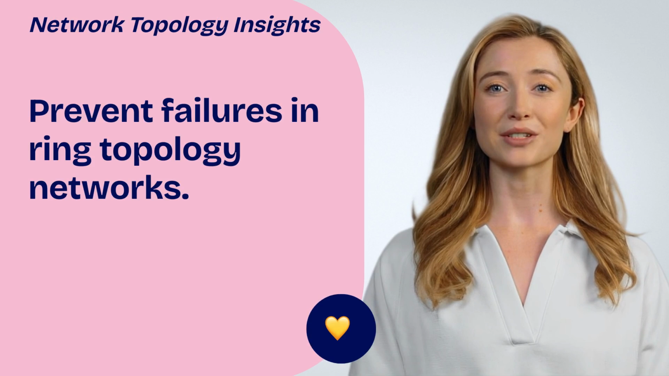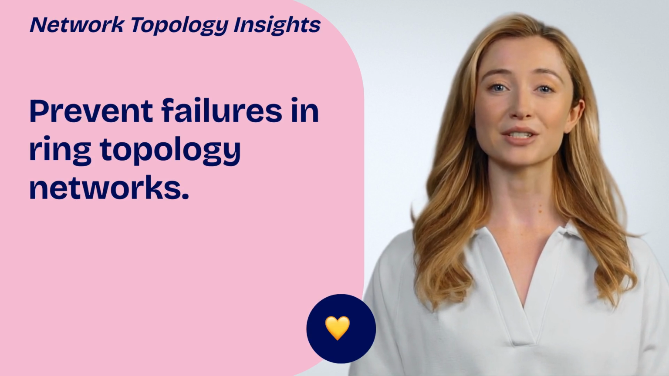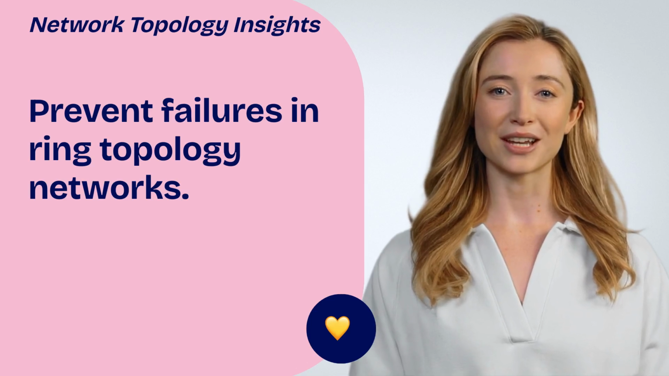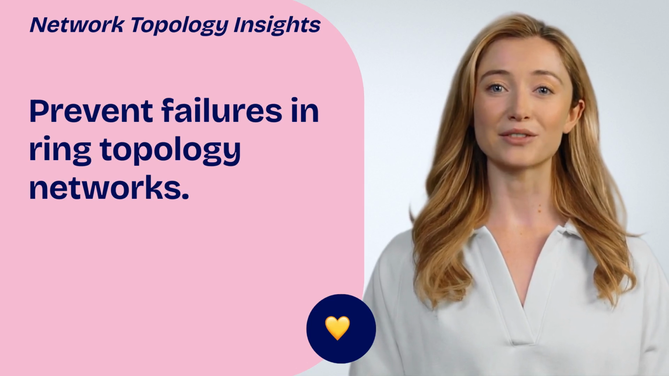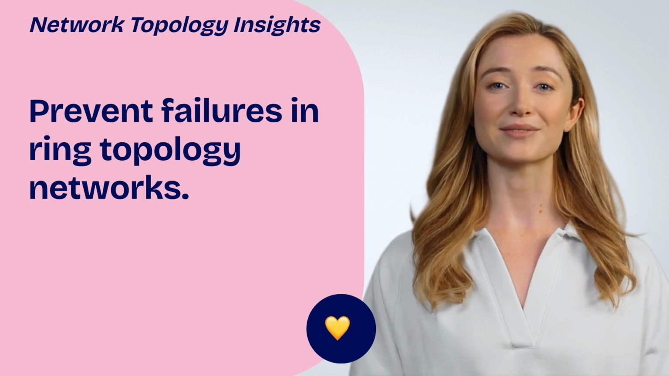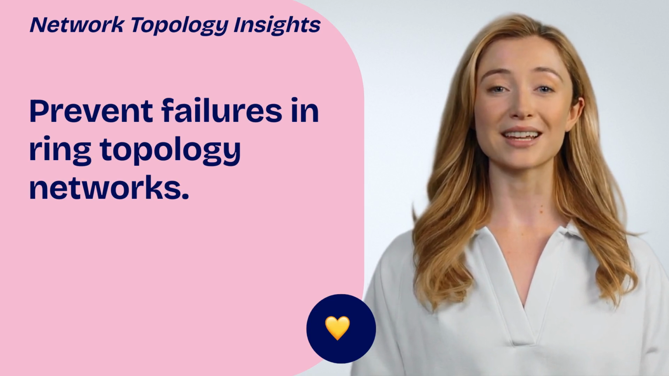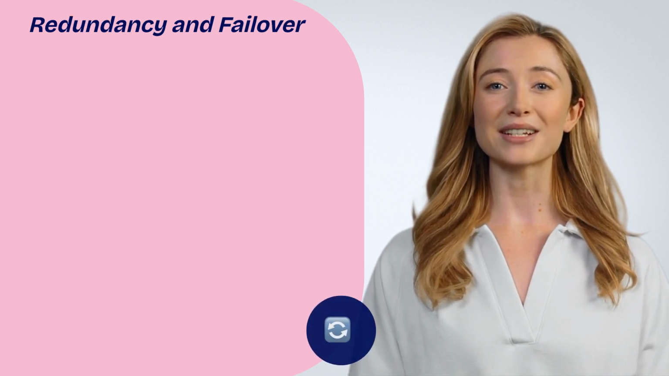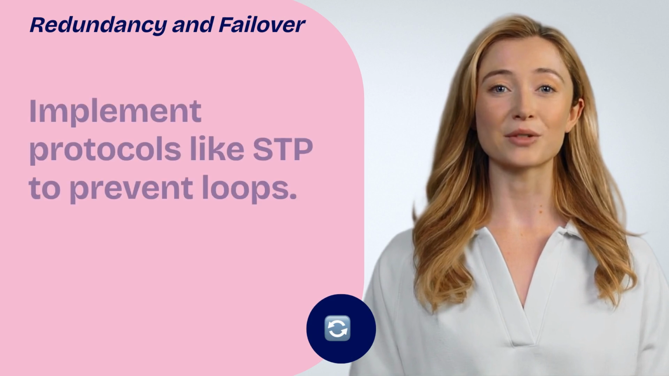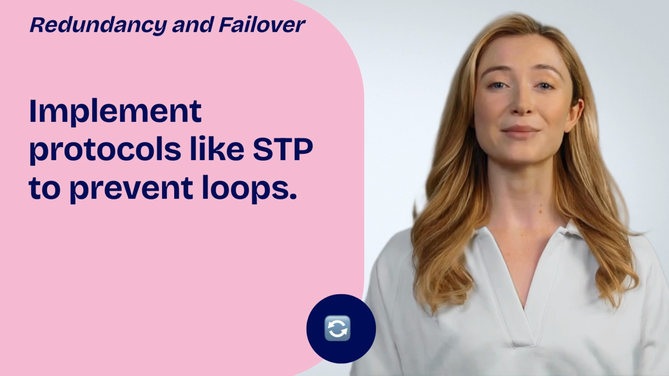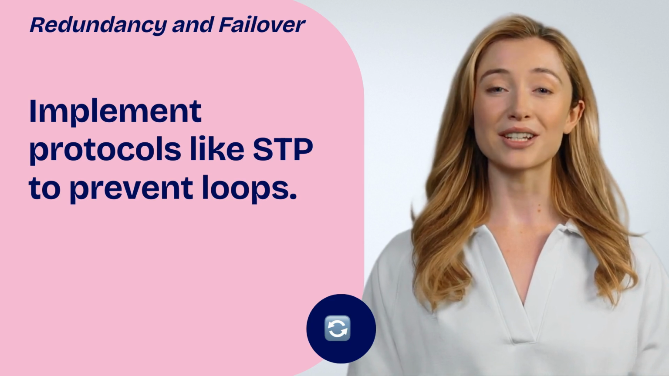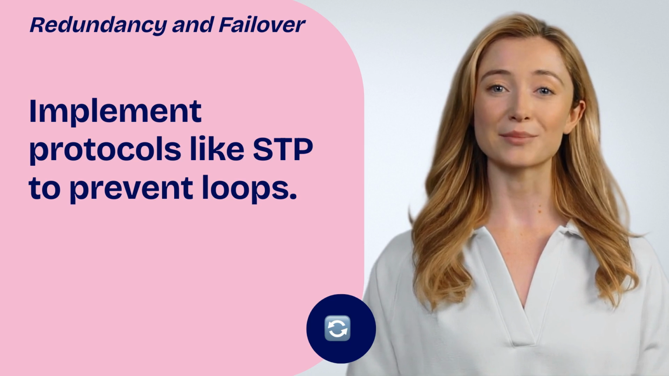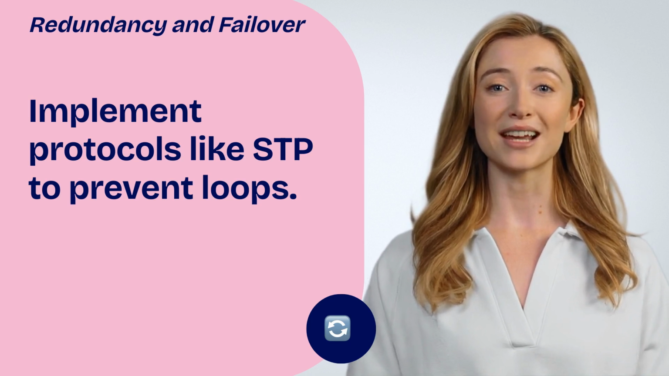Let's dive into some practical examples. If your network uses a ring topology physically, where each device is connected to two others forming a loop, you'd need to think about how to prevent network failures from propagating around the ring. Logically, you'd need to ensure your data packets don't get stuck in this loop. Redundancy and failover. For physical rings, implement protocols like Spanning Tree Protocol, STP, to prevent loops. Logically, use routing protocols that can detect and avoid loops. For example, OSPF can dynamically adjust routes to prevent data from looping.